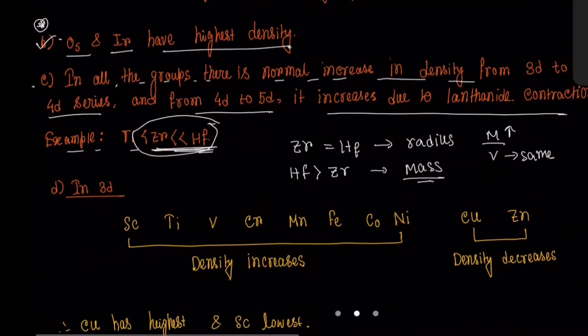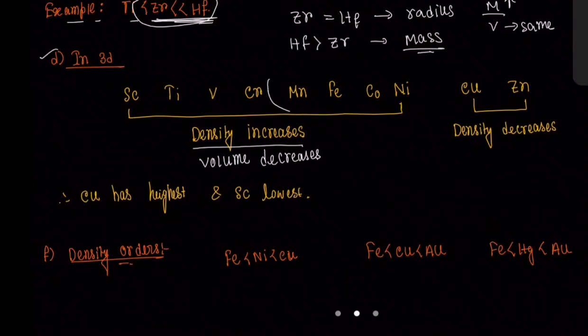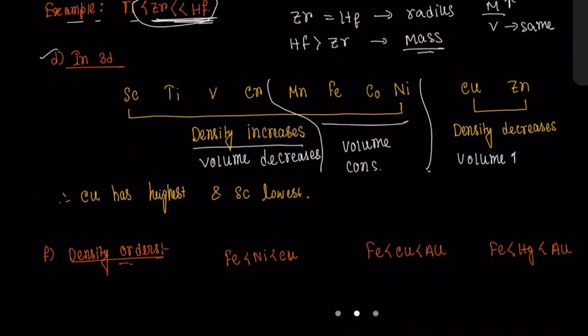This is understandable, right? Now, in the 3d series, from scandium to chromium, density is decreasing. Why? Because the volume is decreasing. From scandium to chromium, the radius decreases. From manganese to nickel, the radius remains the same, so volume would remain the same as well. In the last part, the radius increases, so volume would increase. That's why you can see the reverse order is followed by the density. Volume and density are reversed.